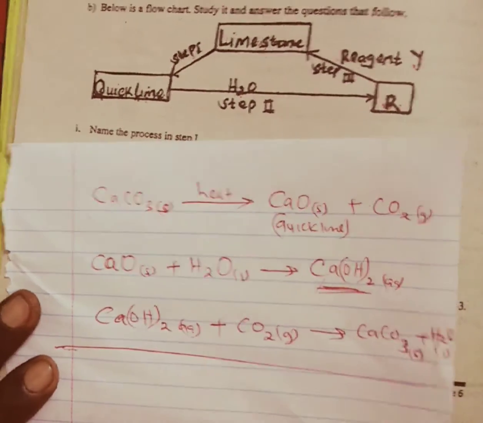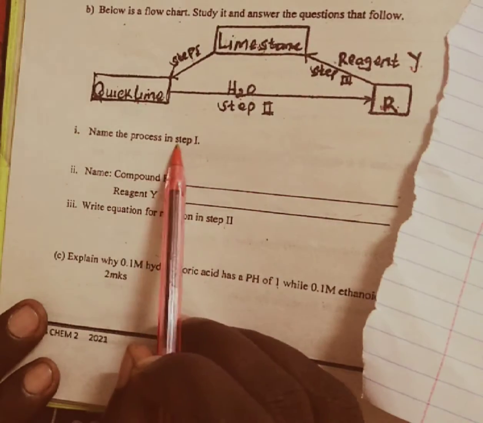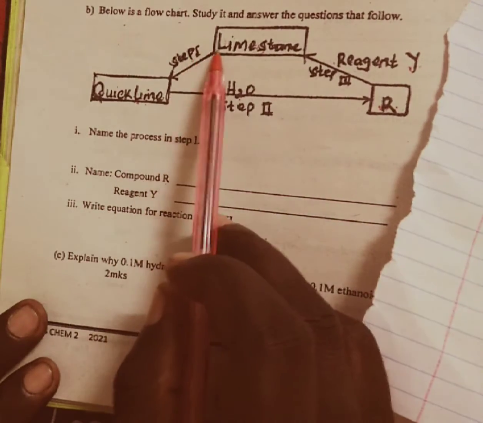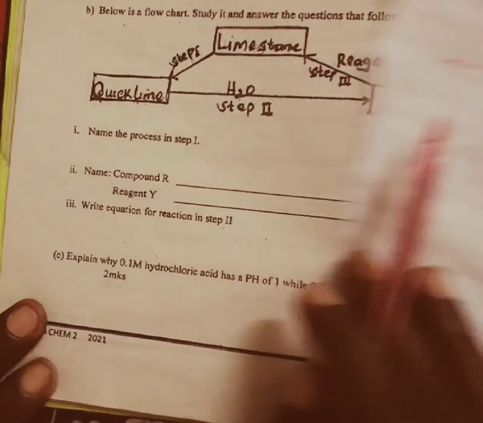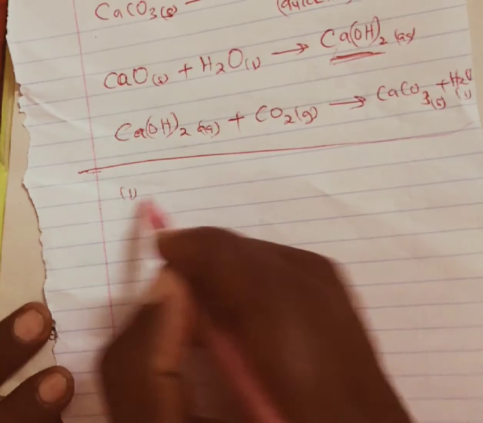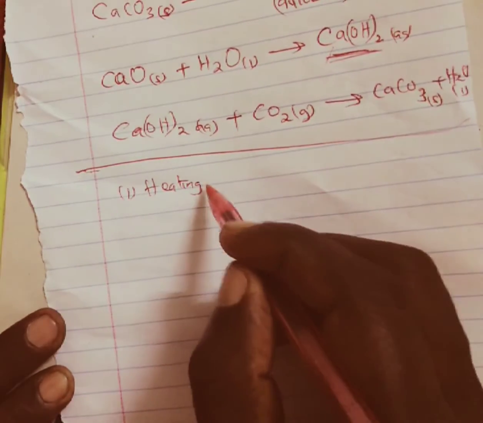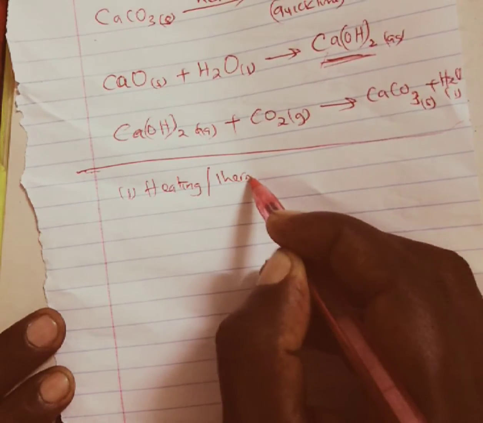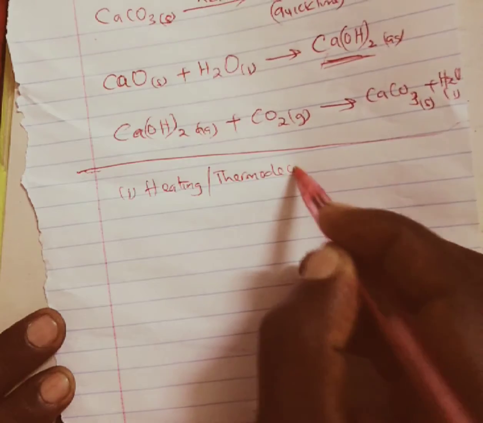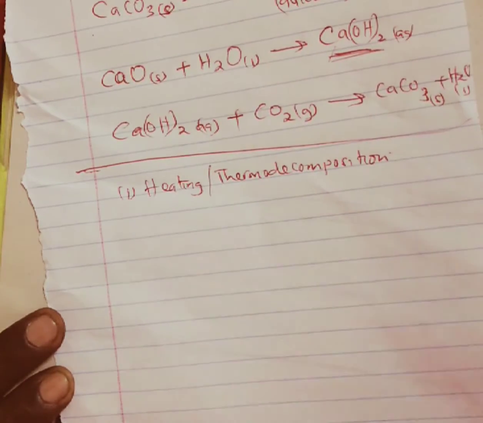So let us look at the questions. Name the process in step 1. The process in step 1 is where limestone is being heated to give us quicklime. So Roman 1 is heating. Since we are using heat, we can also call it thermal decomposition, or just call it decomposition.